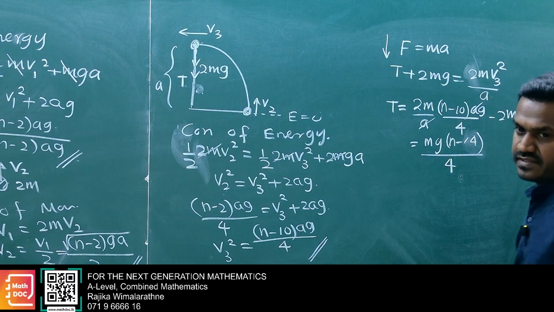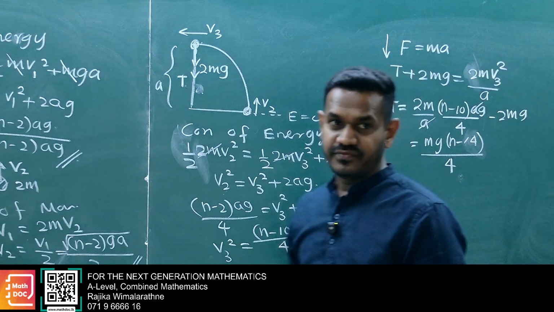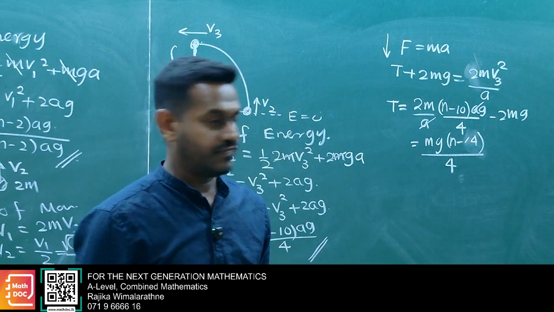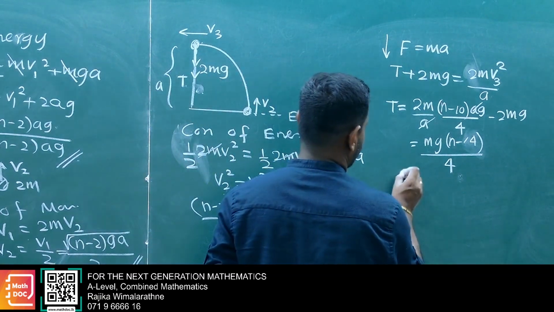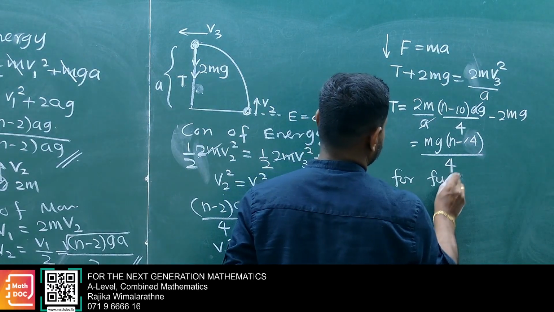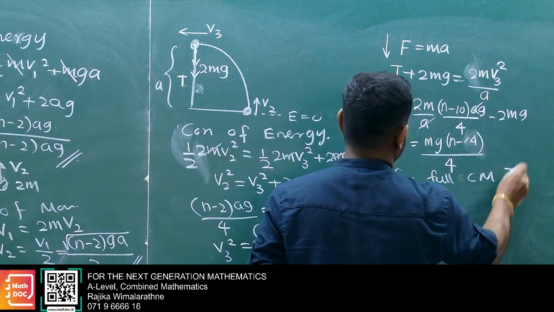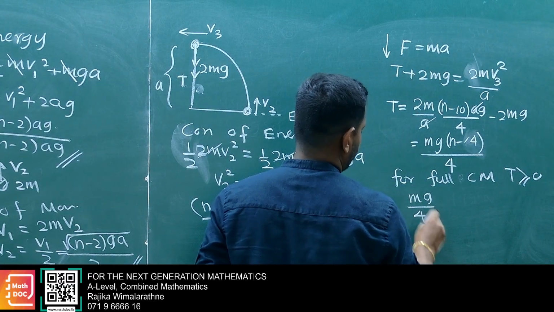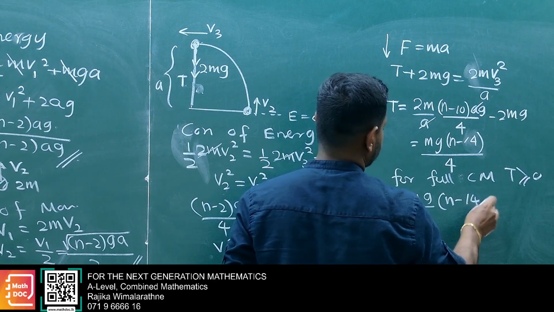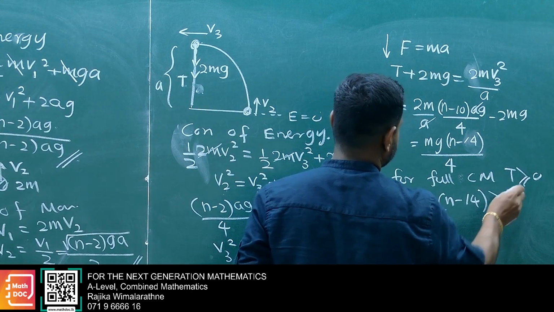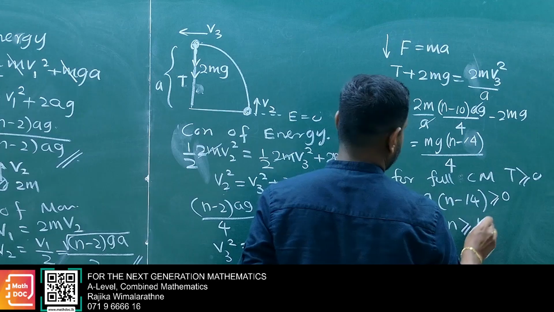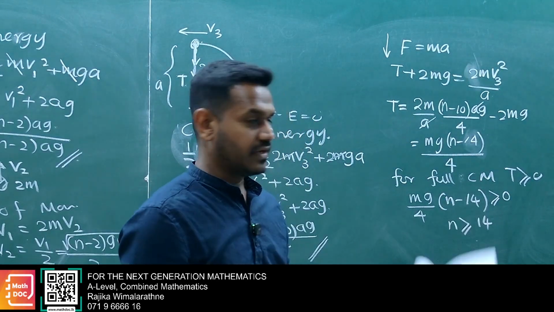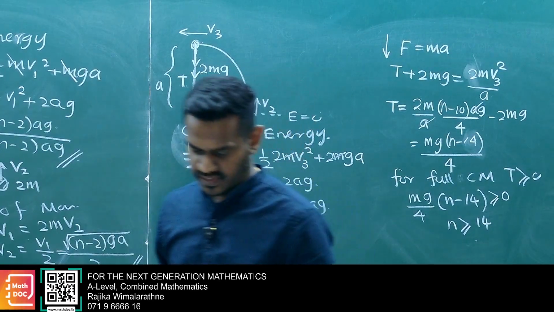Now here the tension. To complete full circular motion, T must be greater than or equal to 0. Then for full circular motion, T is greater than or equal to 0. Then mg of 4n minus 14 is greater than or equal to 0, then n is greater than or equal to 14. Complete that. That is question number 12.